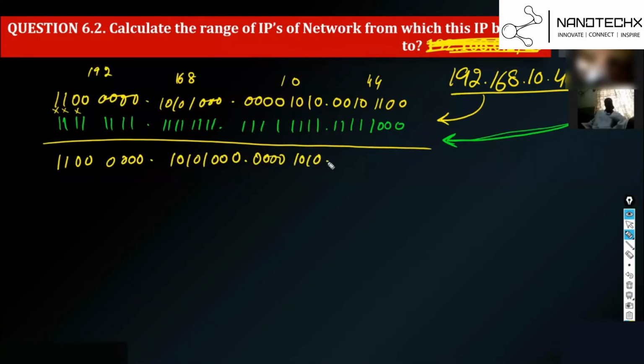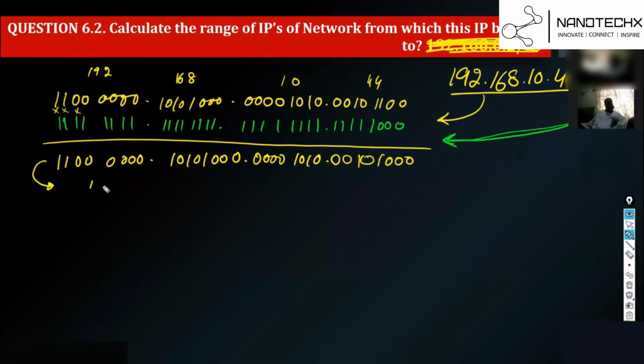Now the question comes here: what are we going to get in the last octet? It will be 0 times 1 is 0, 0 times 1 is 0, 1 times 1 is 1, and then 0 times 1 is 0, then 1, 0, 0, 0. So we convert this into decimal. This is our first IP address.